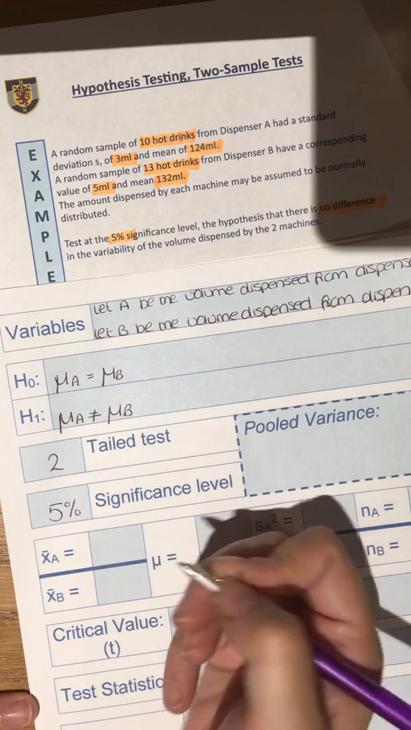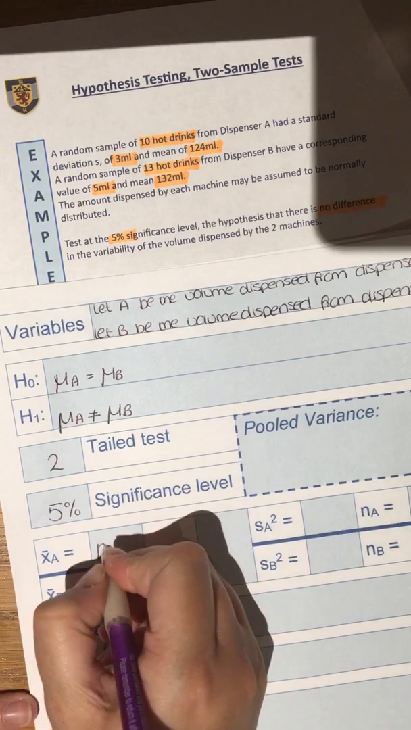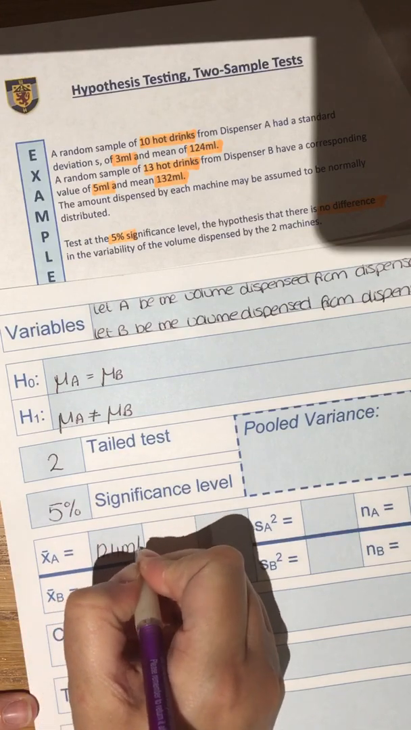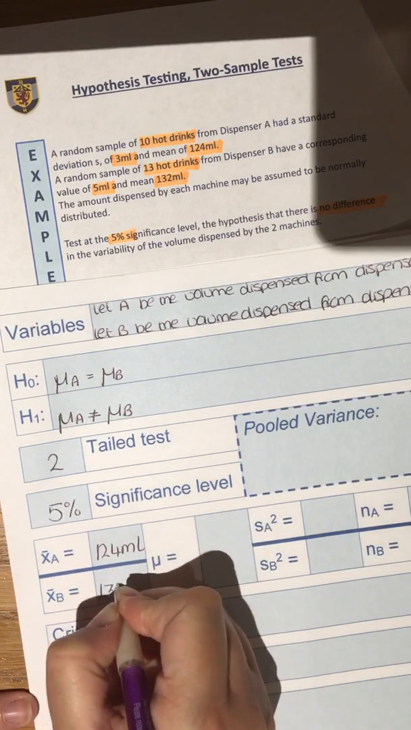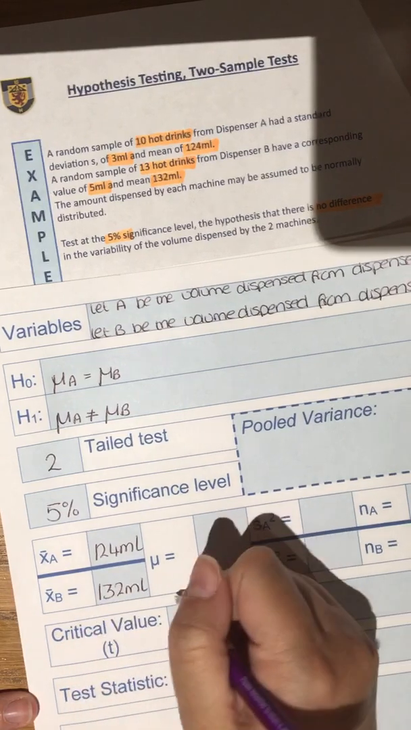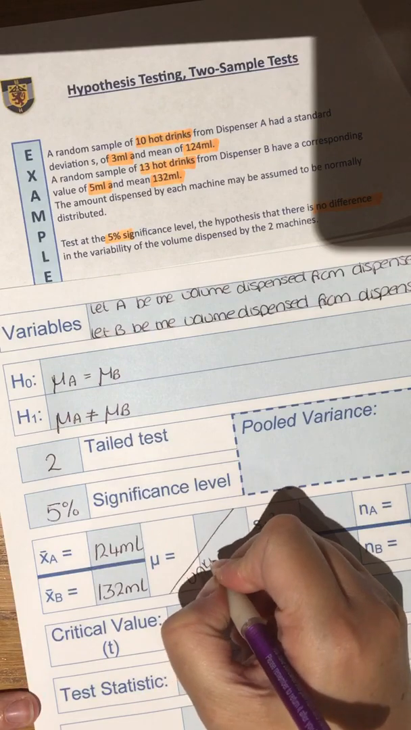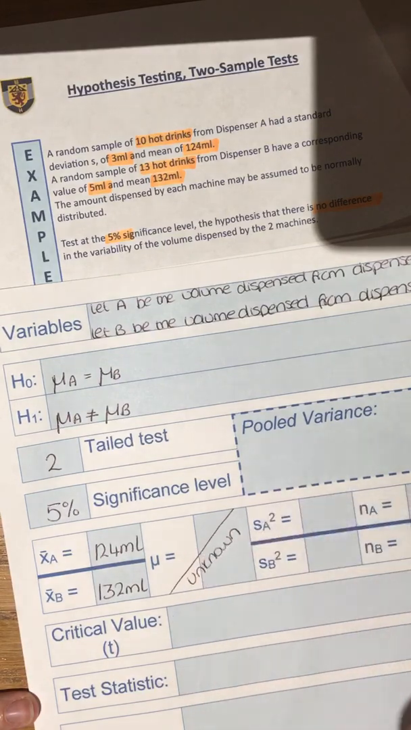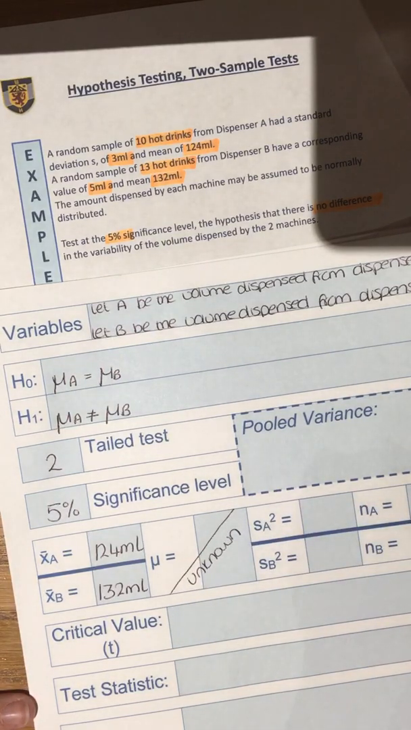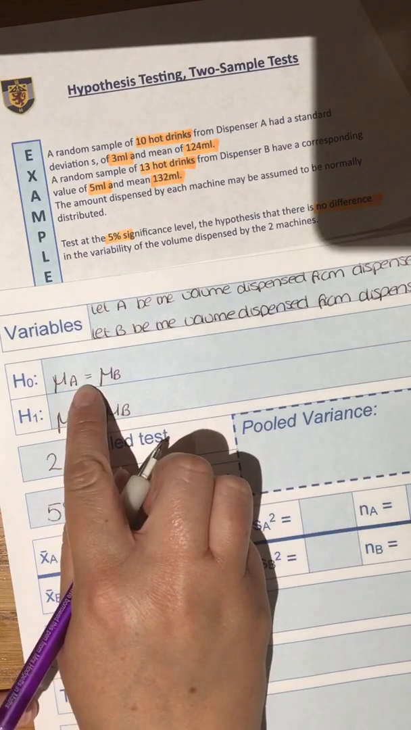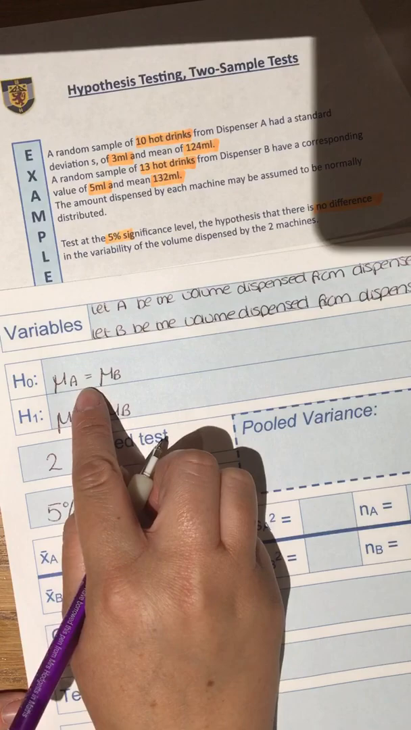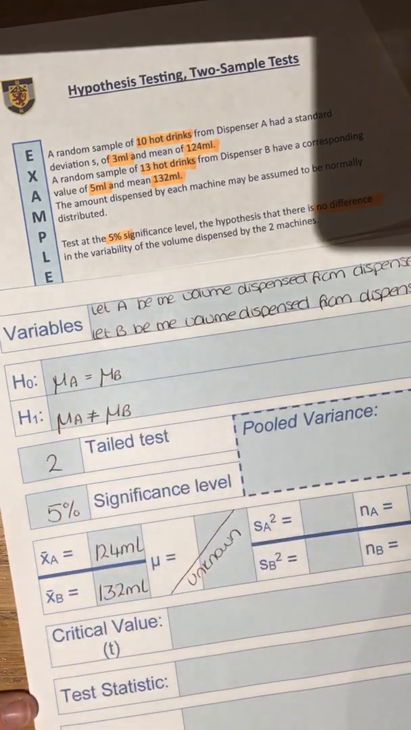I don't have to work this out. They've given me the mean from A, and they've given me the mean from B. My mu is unknown, and that doesn't matter because I don't actually need them, because I'm assuming that they are equal in my hypotheses. So when I do the subtraction, I'm actually saying that they're going to be 0.